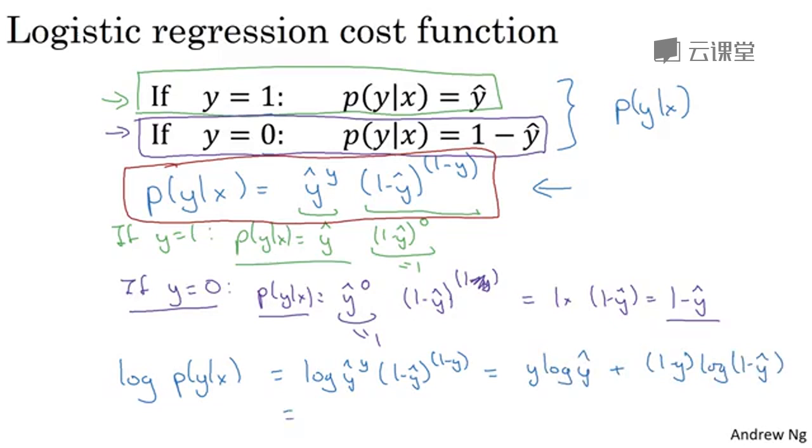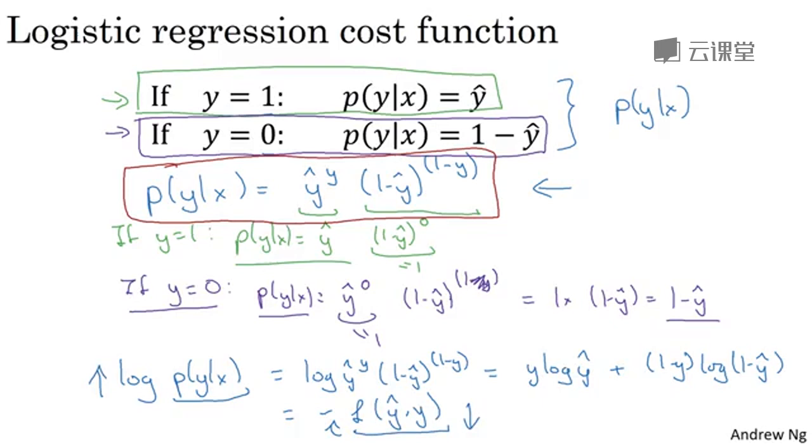And so this is actually the negative of the loss function that we had defined previously. There's a negative sign there because usually if you're training a learning algorithm, you want to make probabilities large, whereas in logistic regression, we want to minimize the loss function. So minimizing the loss corresponds to maximizing the log of the probability. So this is what the loss function on a single example looks like.